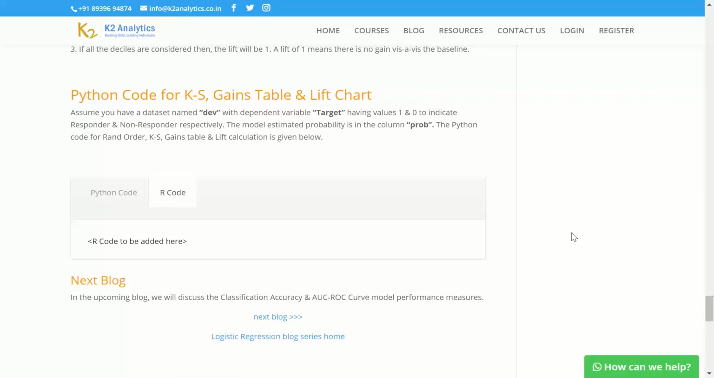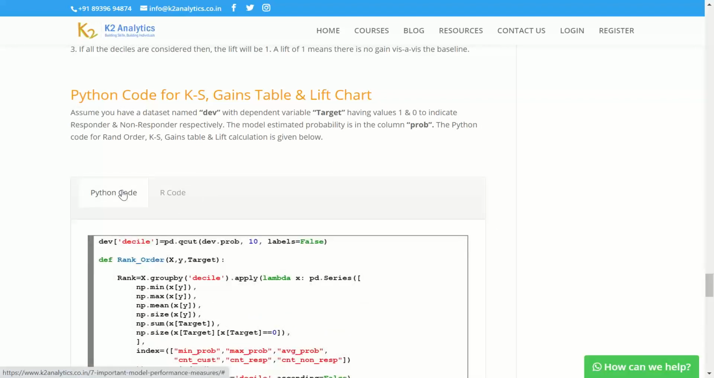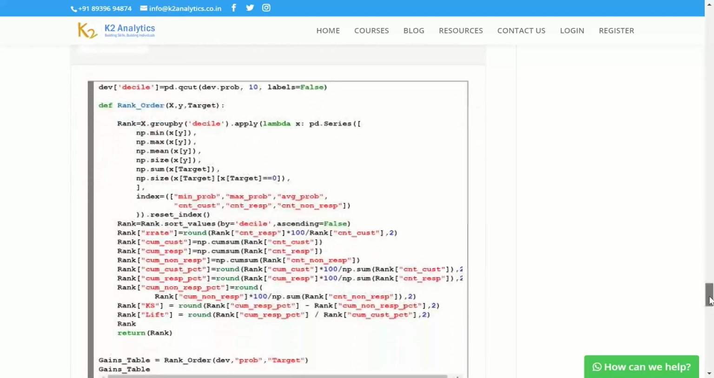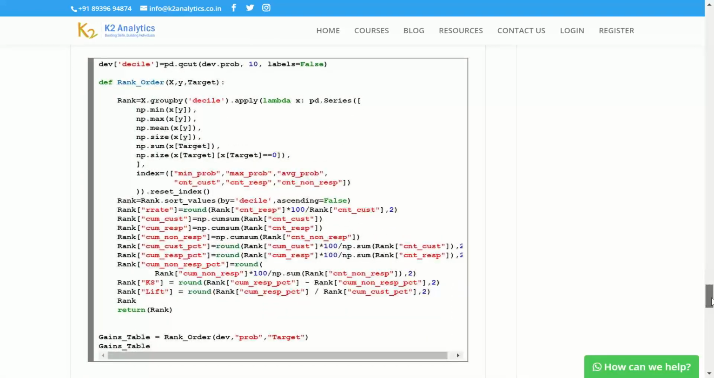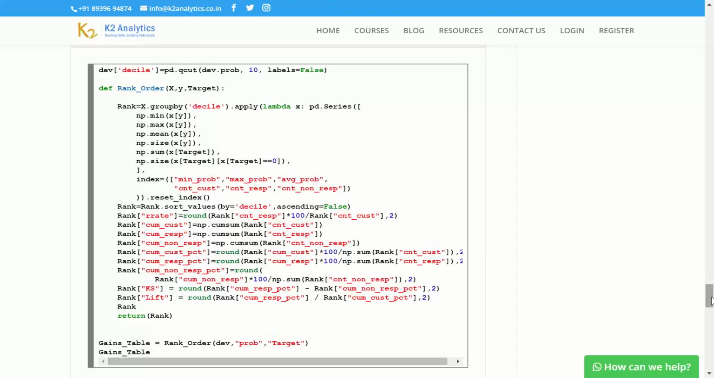Similarly, there is an R code. Okay, the R code I have not yet added. So, the Python code. Let me show you how to go about executing this in Python on the model which we have built so far. I'm switching to my Jupyter notebook.